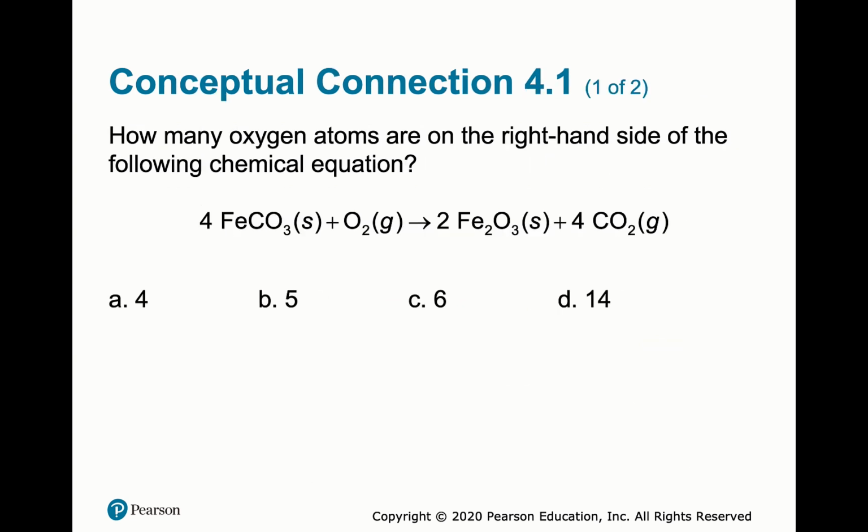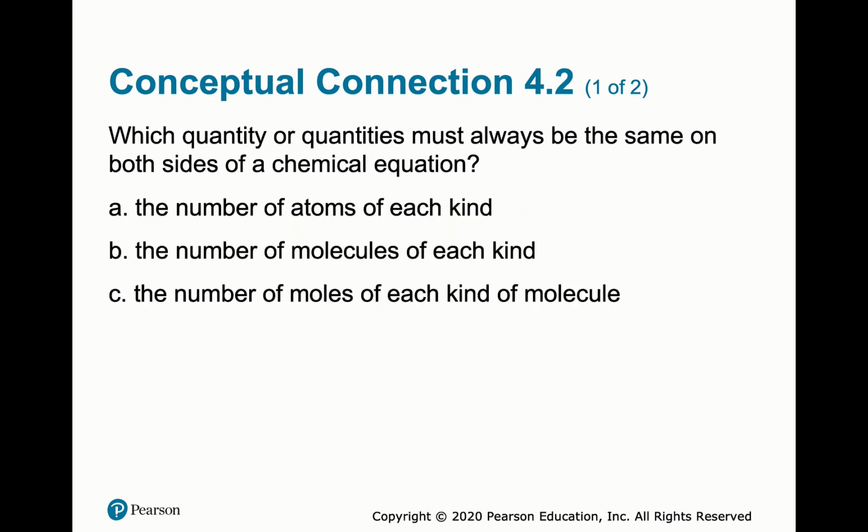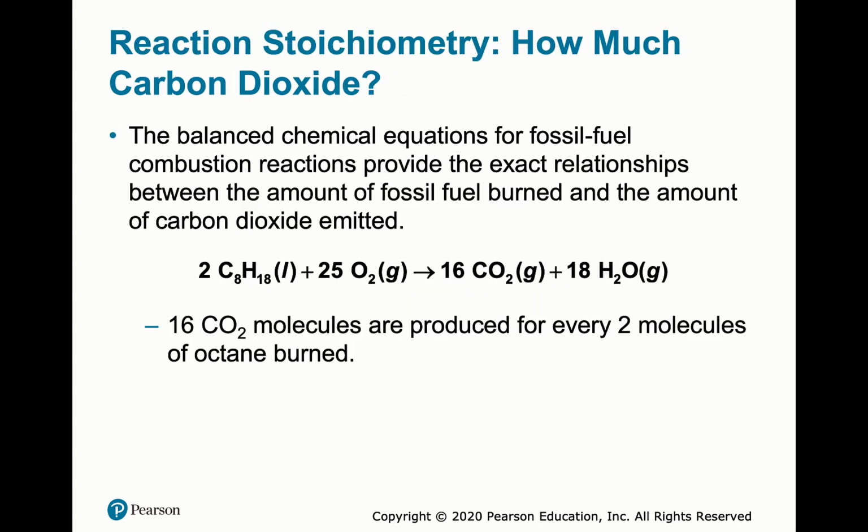So how many oxygen atoms are on the right-hand side of the following chemical equation? We have 2 Fe2O3s, so 2 times 3 for the O3s, that's 6, what's in the iron(III) oxide, and then 4 CO2s, 4 times 2 is 8, so 6 plus 8 is 14. That's how you do that. Which quantity or quantities must always be the same on both sides of the chemical reaction? It's the atoms of each specific element. So it's that one.